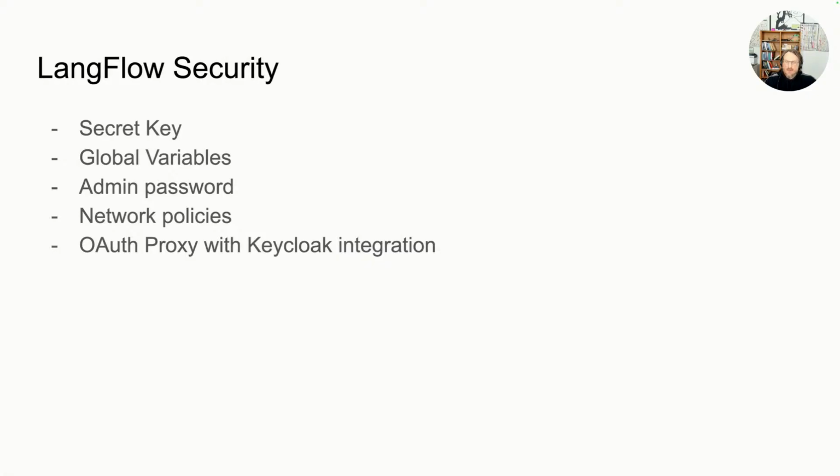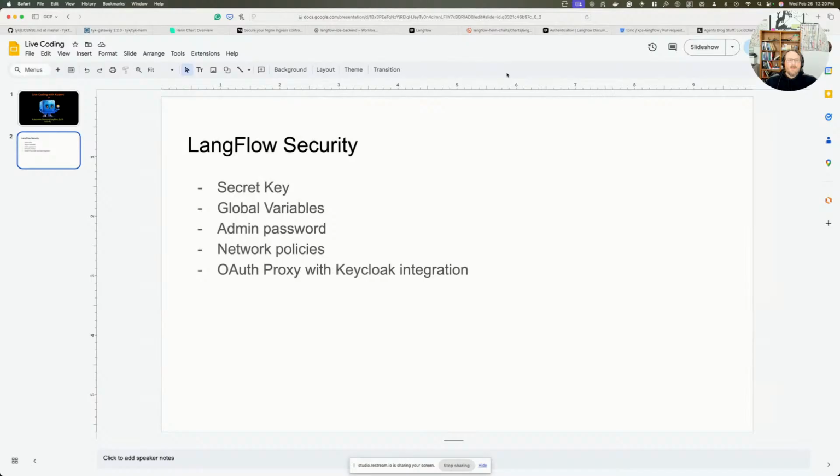We want to test network policies, and once everything's running, we want to start looking at single sign-on, and we'll start deploying OAuth proxy with Keycloak integration. Keycloak is our single sign-on tool that we deploy as part of our Kubernetes tools, and we'll try to integrate Langflow with single sign-on. All right, so that's the plan, and we have some time to mostly finish this.